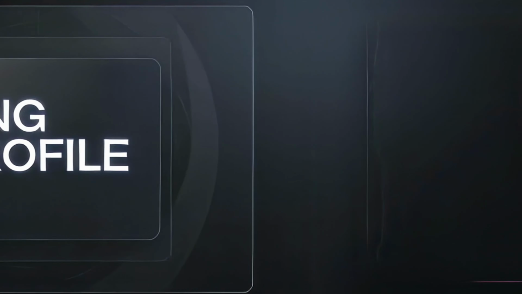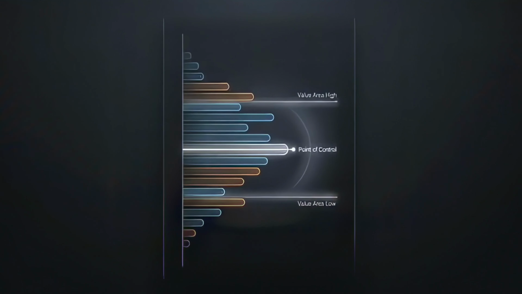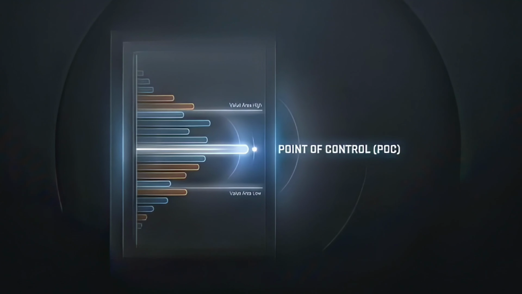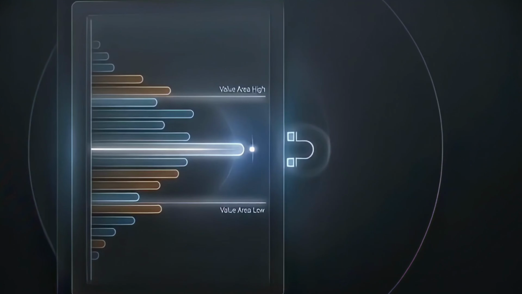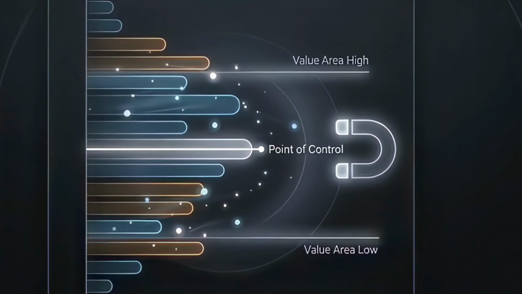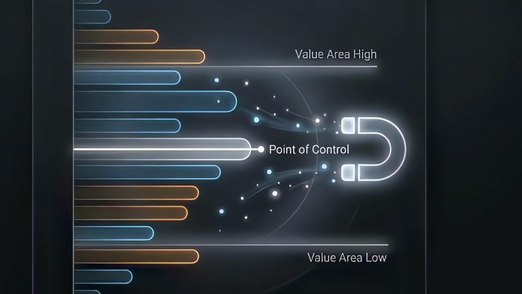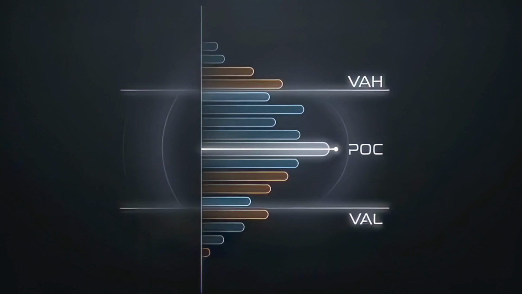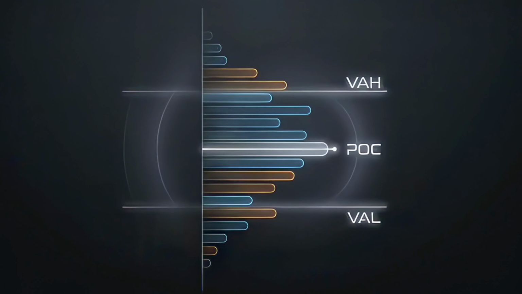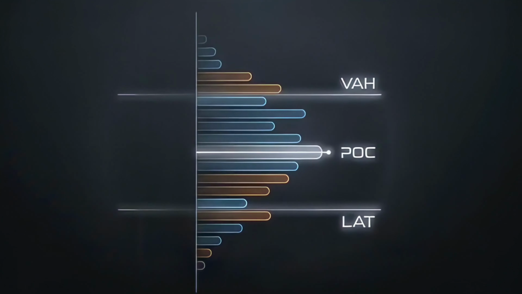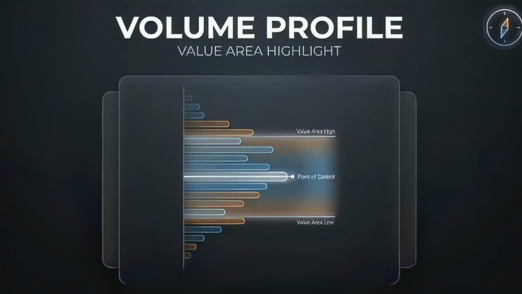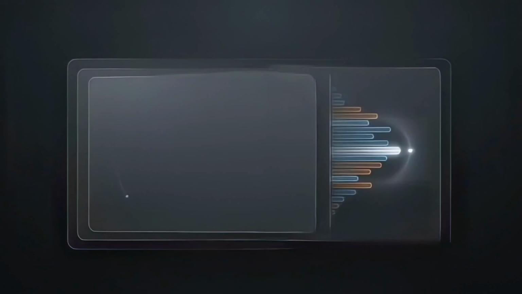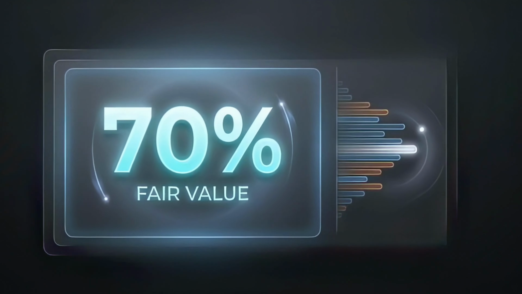Now let's read it. When you look at your volume profile, you've got three lines that matter. The first is the line in the middle. That's the point of control. Simple definition. It's the single price where the most volume traded, where the most money changed hands. Think of it as the magnet of the whole move. Above it and below it, you've got the value area high and the value area low, the two lines you just turned on. And here's the key. Between those two lines is where 70% of all the volume happened. 70%. That's the zone the market agreed was fair value.